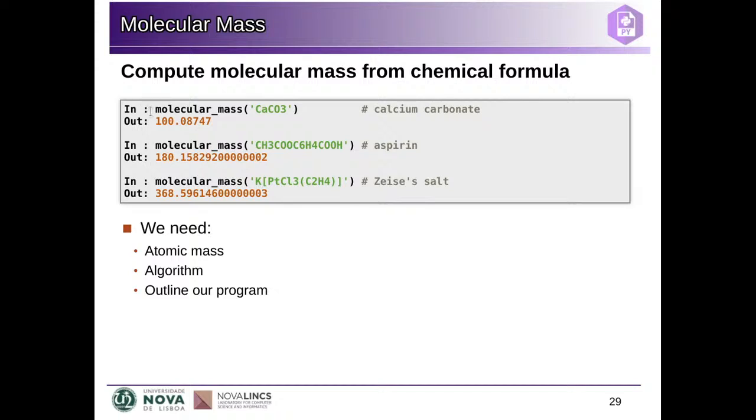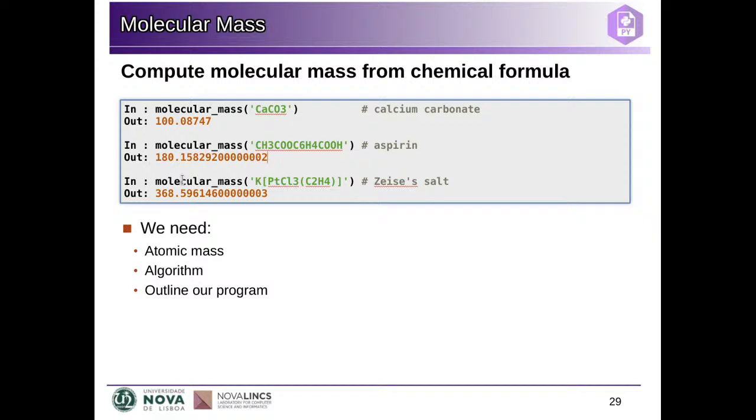We want to create a function that does something like this. We give it a chemical formula. For example, calcium carbonate, we have Ca for calcium, C for carbon, and 3 oxygen. And this returns the molecular mass. So it adds up the mass of all those atoms. The same thing for aspirin, for acetyl salicylic acid, or for this salt with platinum and chloride and so forth. So we want to create a function that does this.